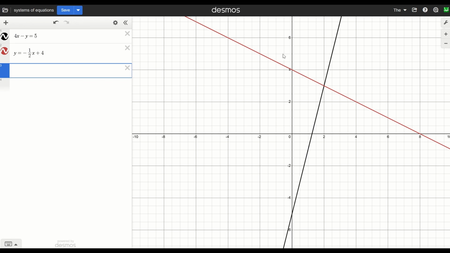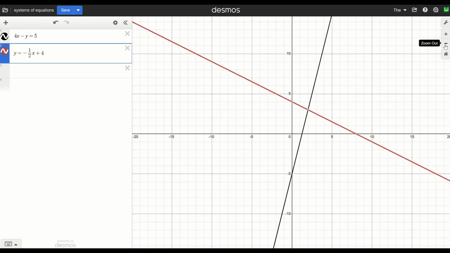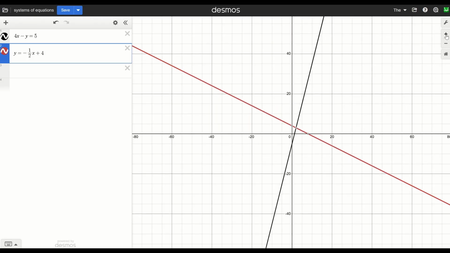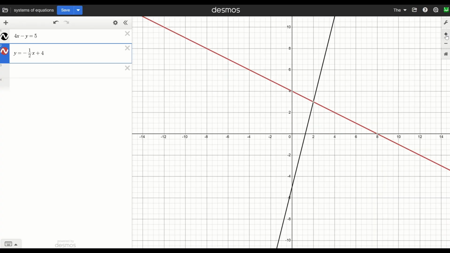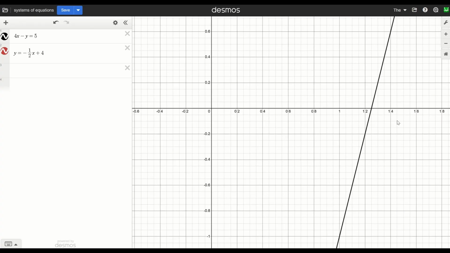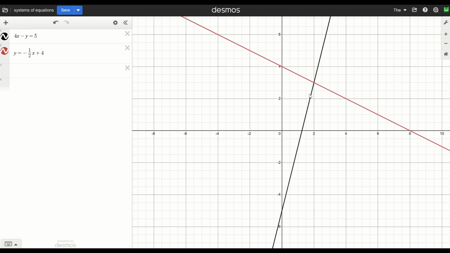Step 2 on your worksheet says zoom out. If you cannot see this point of intersection where the two lines cross here at the ordered pair 2, 3, then you can use this zoom, this minus sign, to zoom out until you can see it. When you type it in, it might just look like this and you only see one line. You're just going to zoom out until you see that intersection.